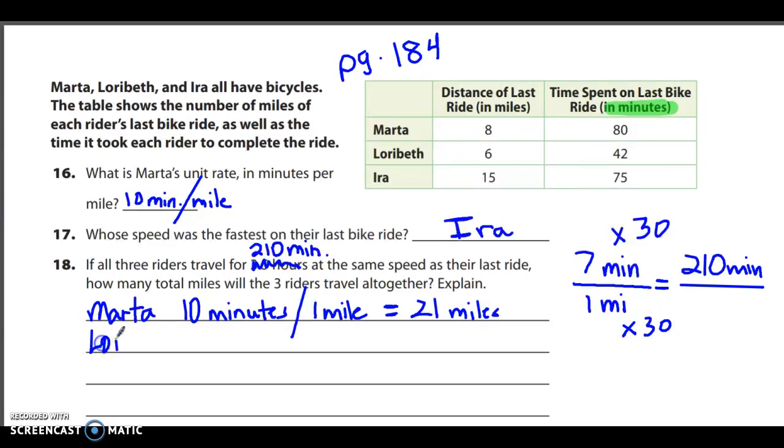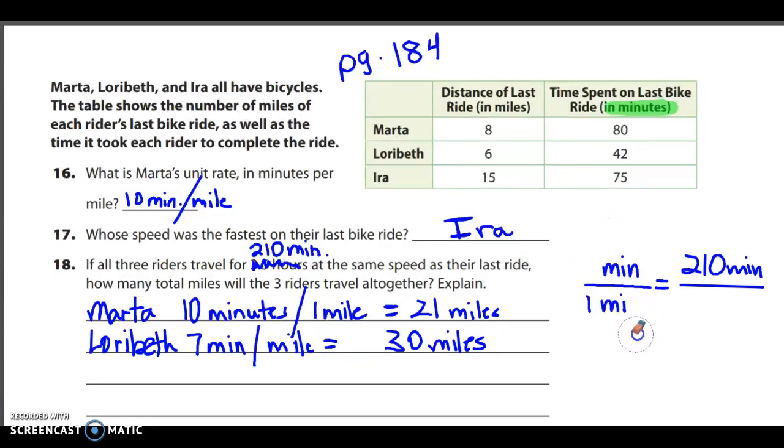So on my line here, I'm going to write Laura Beth is 7 minutes per mile, and what I'm going to do is write that equals 30 miles. I just showed my work on the side. And I've got one more kid to do, and that's going to be Ira. Ira can go 5 minutes per mile. Do you remember doing that a minute ago? And now I need to simply multiply 5 by something to get 210.